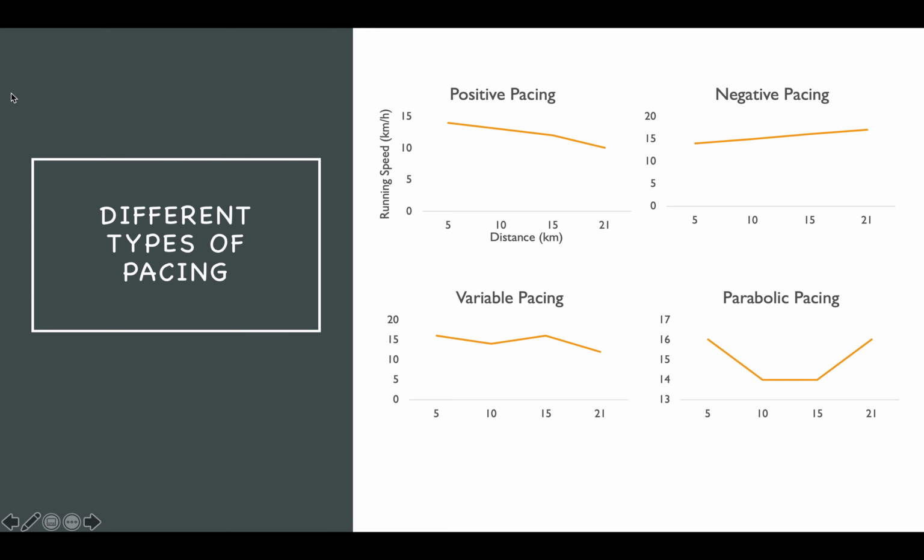And the fourth one is the parabolic pacing profile. There's a number of different curves that you can see in this one, but the one I drew would be an example where running speed at the beginning would be quite fast, relatively fast, and then running speed decreases in the middle parts of the race, and then at the end of the race, running speed increases again.